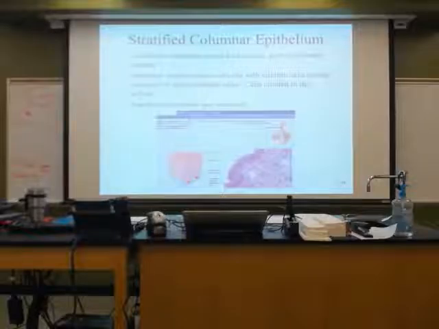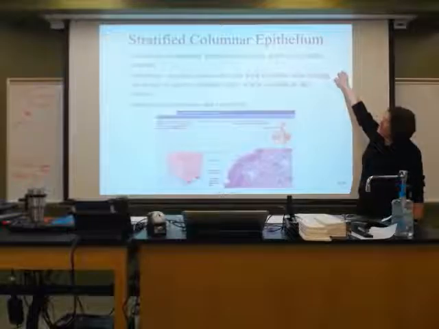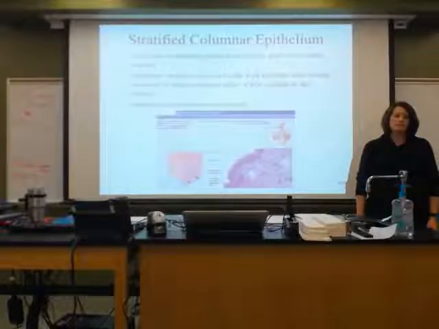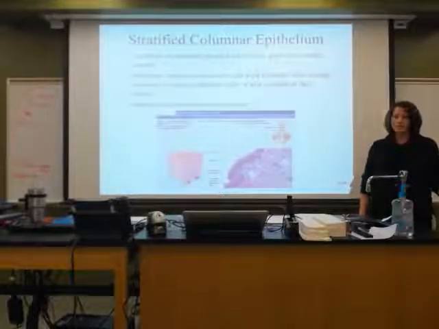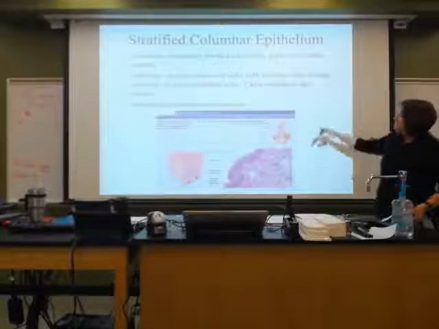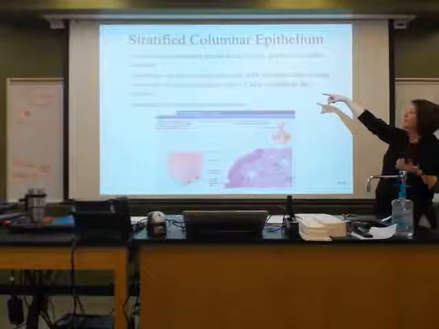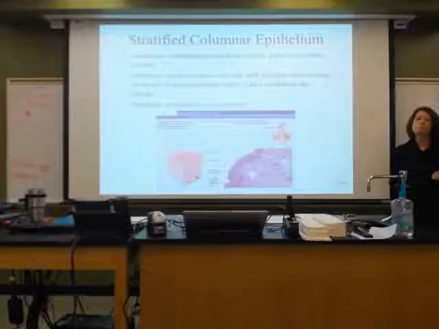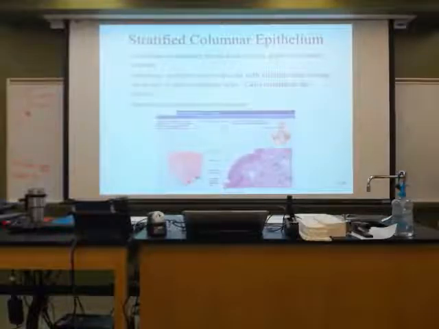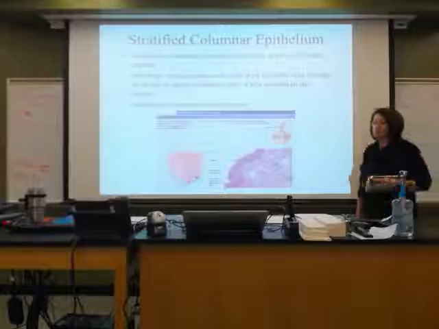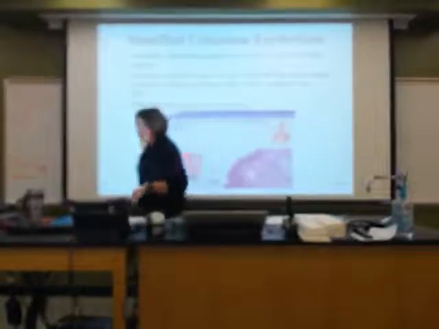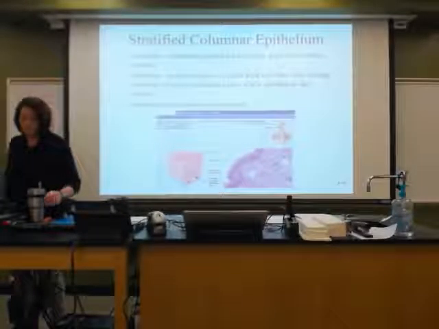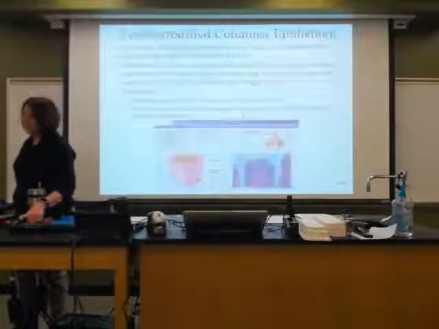We need them for protection and secretion. Not found in a whole lot of areas of the body. This is rather rare throughout the body. Mammary glands, our larynx, and part of the male urethra. That's pretty much the areas that you're going to find it. So it's one of the ones that's not very huge in number.